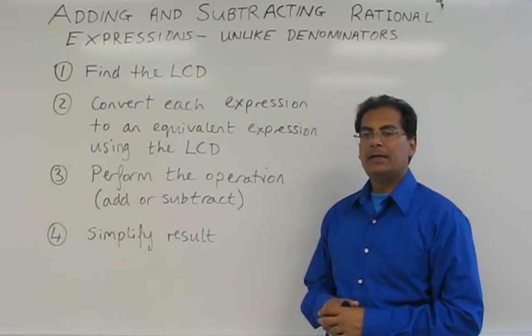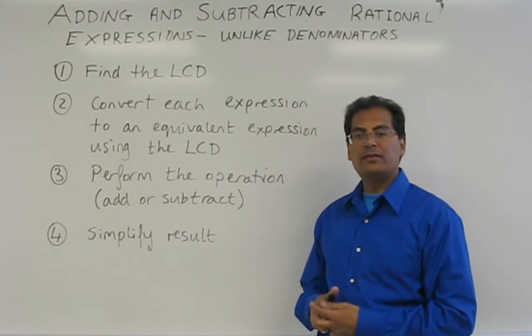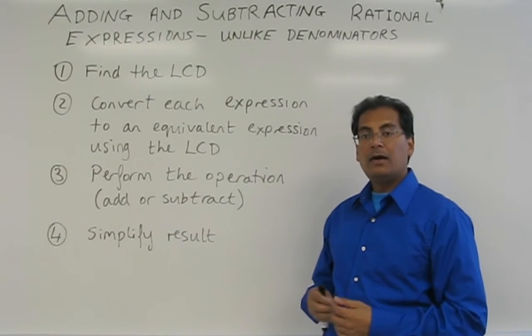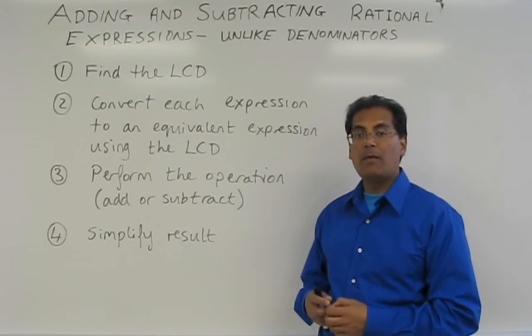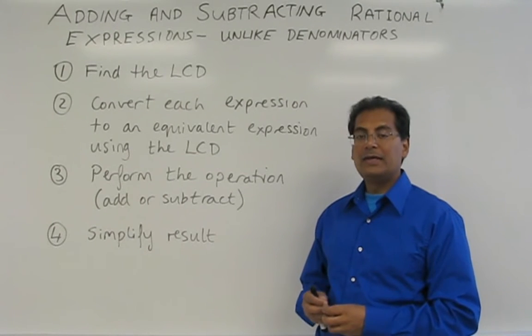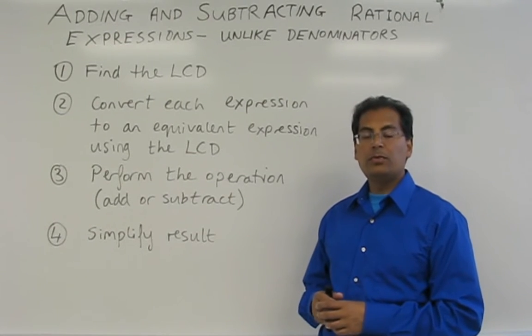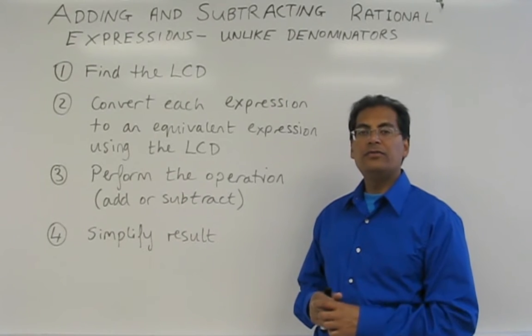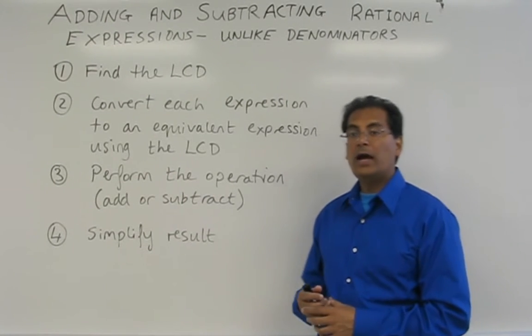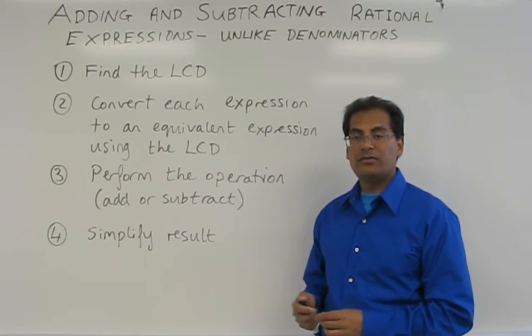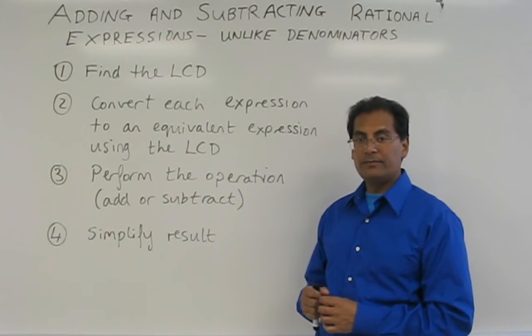Welcome back. In our last set of videos, we had looked at taking rational expressions, finding the LCD, the lowest common denominator of these expressions, and converting these expressions to equivalent fractions. We will now use those two techniques to add and subtract rational expressions that have unlike denominators.